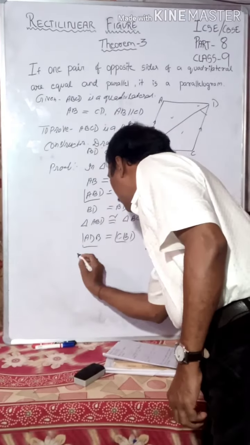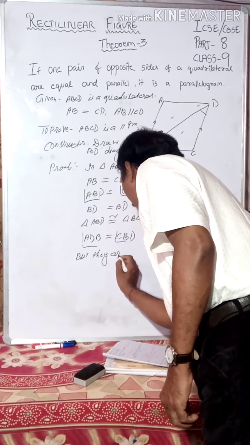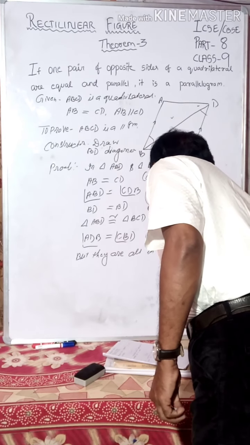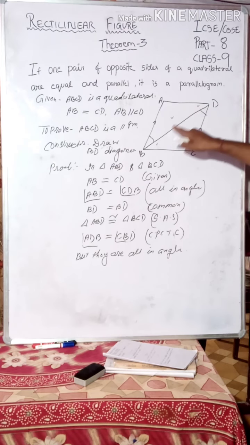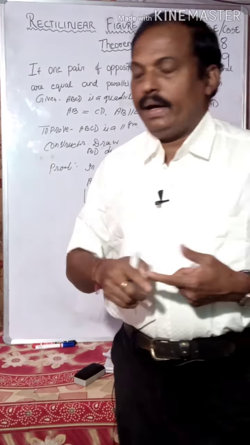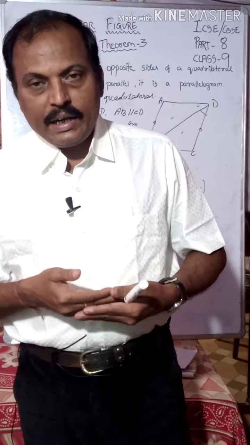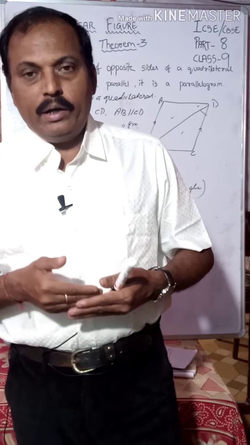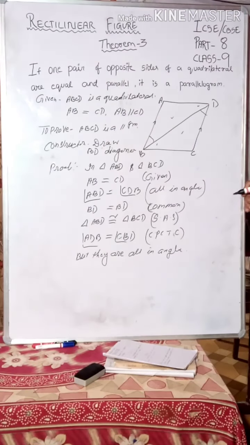They are alternate interior angles, just like this and this are alternate interior angles. So if alternate interior angles are equal, then two lines are parallel. If corresponding angles are equal, then two lines are parallel. If the sum of the co-interior angles is 180 degrees, then two lines are parallel. So we can write any of the conditions.